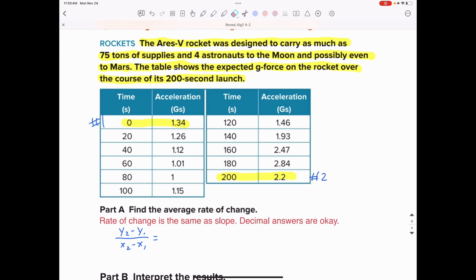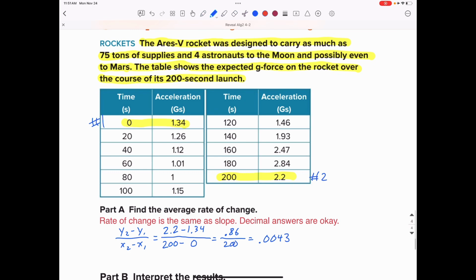That's going to be y2, which is 2.2, minus y1, which is 1.34, over x2, which is 200, minus x1, which is just 0. So 2.2 minus 1.34 is 0.86, over 200 minus 0, which is just 200. And when you take 0.86 divided by 200, you get 0.0043. So that is the average rate of change.